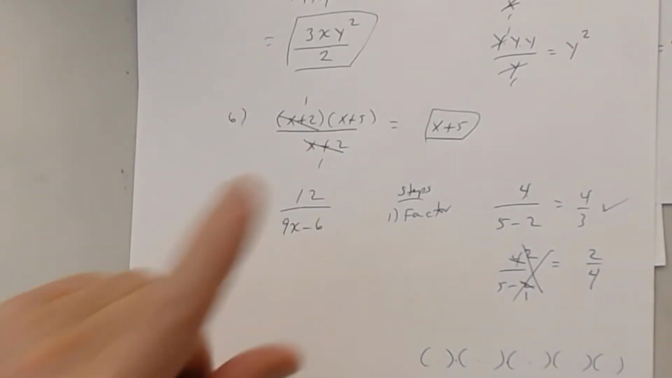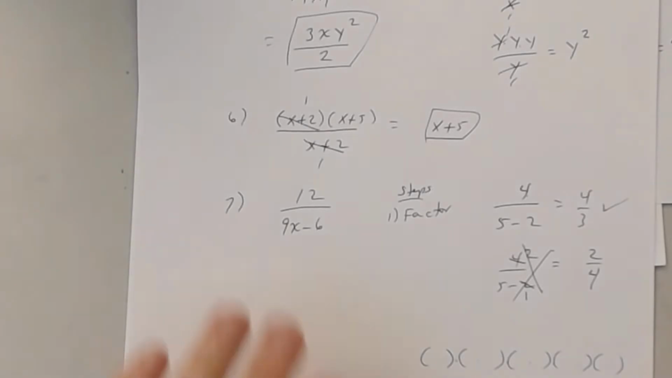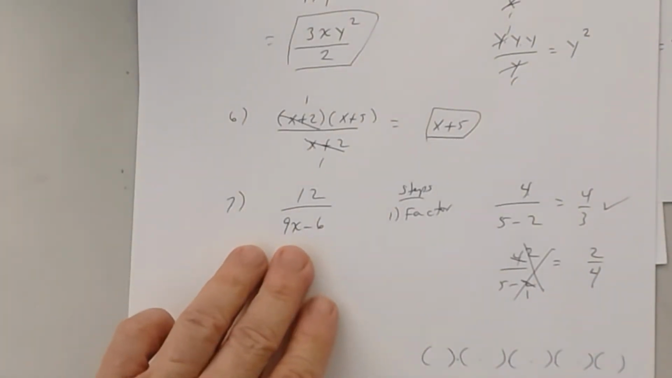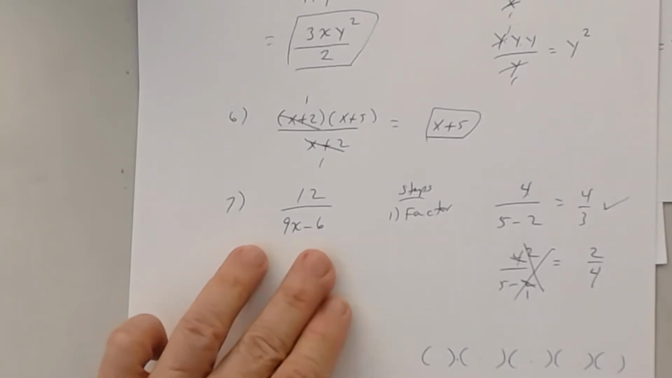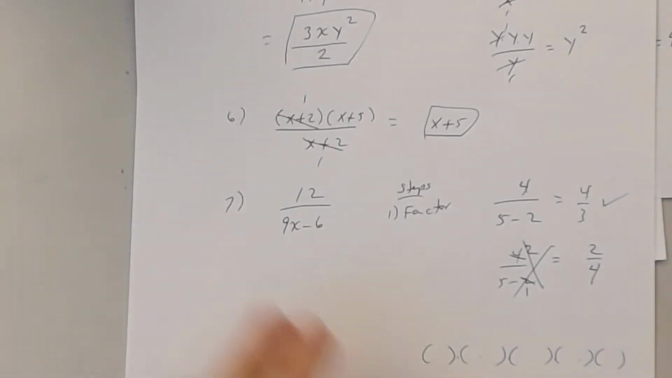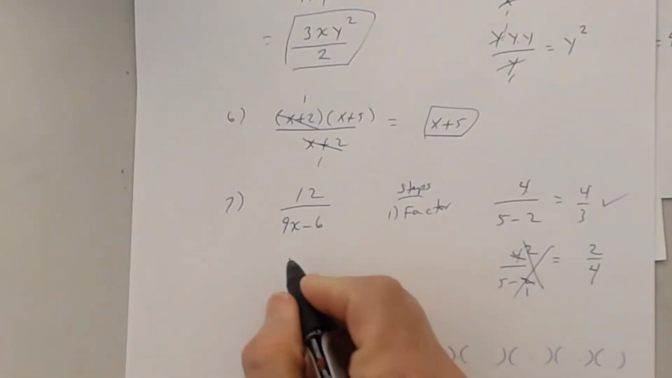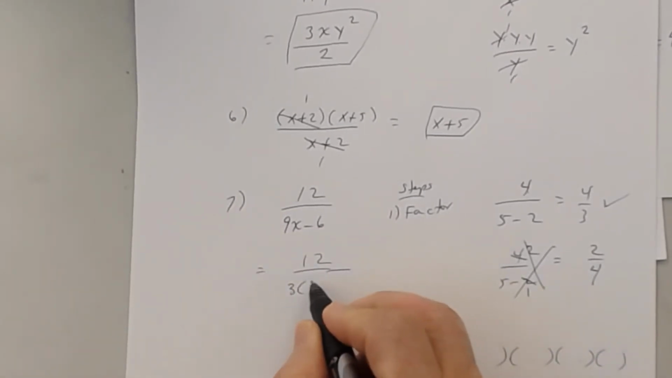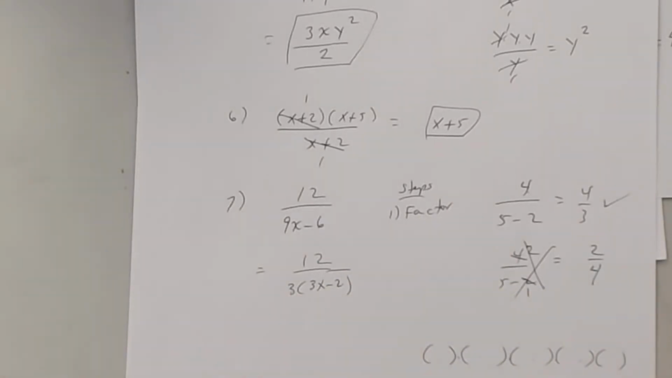Well, the numerator is already just one term, so leave it alone. But the denominator is a binomial. Whether it's a binomial, trinomial, or a polynomial with more than 3 terms, what's the first thing you always have to check for? GCF. What's the GCF here? 3. So this becomes 12 divided by 3 times what? 3x minus 2. Now can I reduce anything? Yeah, 3. The 12 and the 3.